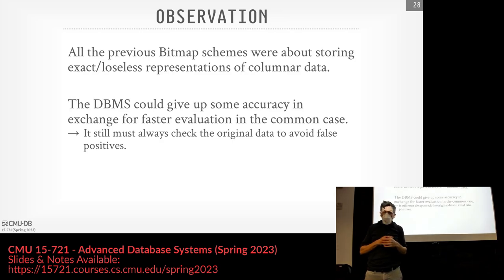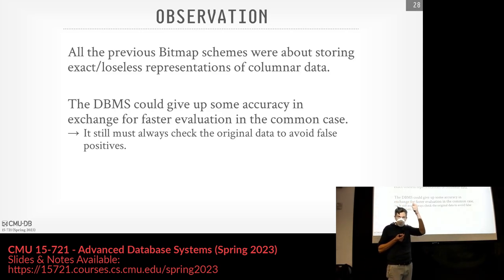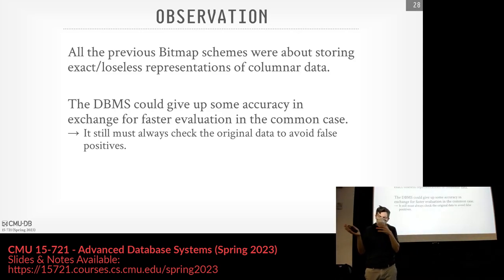All right, so all the bitmap schemes I've showed you so far are about storing exact representations of the data within the columns. Think of the simplest case, the basic bitmap index with equality encoding: there's a 1 in a bitmap whether the value is equivalent or not. Now, with range encoding, you're grouping things together, and that's basically what sketching is trying to do, but in a different way. But ignoring range encoding, if I check a bitmap and it says something matches, I know it matches. I don't have to double check the actual tuple to make sure I don't have false positives, all right?